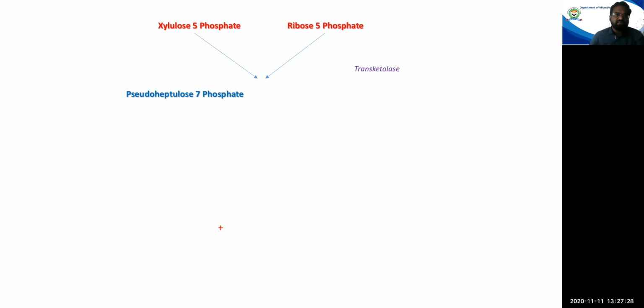Transketolase, what it is going to do, it will take the substrates xylulose 5-phosphate and ribose 5-phosphate. First, it will condense both of the molecules. It will make a sugar molecule consisting of 10 carbon atoms. Okay, and it will then split it into a 3 carbon and a 7 carbon compound, sedoheptulose 7-phosphate and glyceraldehyde 3-phosphate. Where are we getting this from? We are getting it from xylulose 5-phosphate and ribose 5-phosphate. This is 5 carbon, this is 5 carbon.